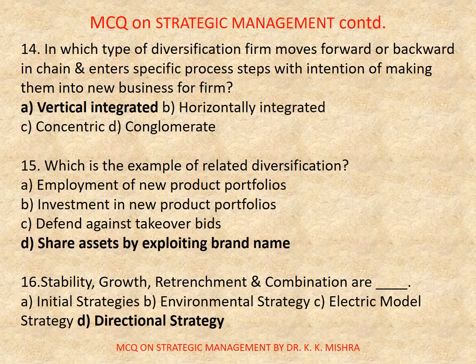16. Stability, growth, retrenchment and combination are dash. A. Initial strategies. B. Environmental strategy. C. Eclectic model strategy. D. Directional strategy. Correct option is D. Directional strategy.